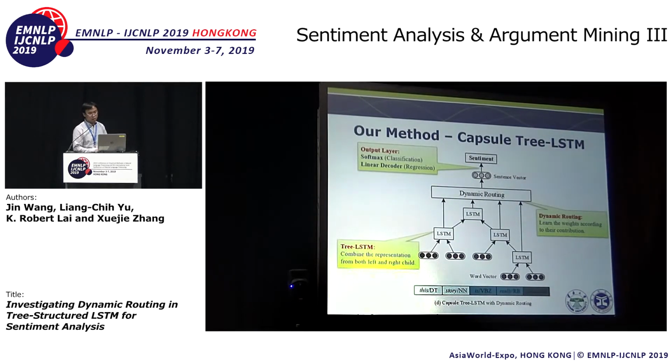So here is our model. There are three components in our model. First, the given sentence is parsed as a tree structure, and the tree LSTM is used to produce representations for all non-leaf nodes. The vector representation of this sentence is then generated by composing the word vectors of all non-leaf nodes in the tree according to their weights learned by the dynamic routing algorithm. Finally, the composed sentence vector is used for sentiment prediction.